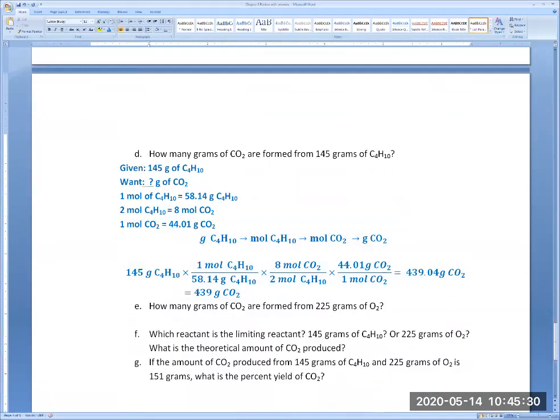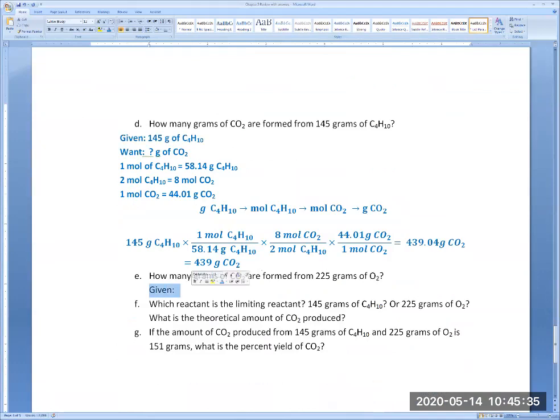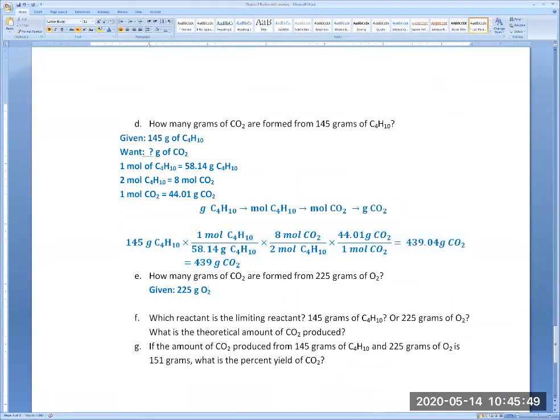So let's do a given. So given is 225 grams of O2. So O2, it's an element and a molecule at the same time, right? It's one of those diatomic molecules that you find as gases, like H2, N2, Cl2, F2, Br2, I2. There are 7 of them like that.